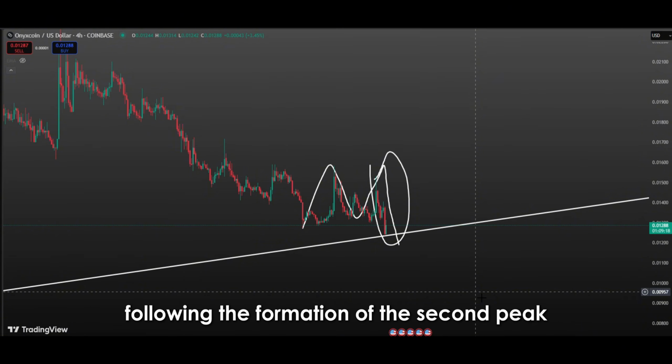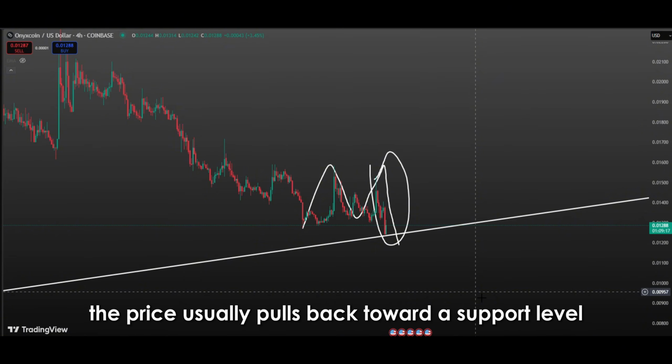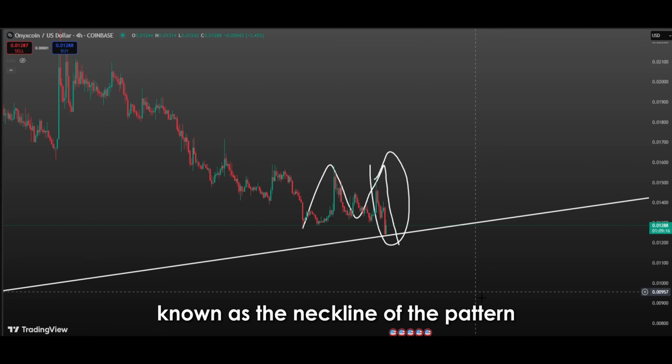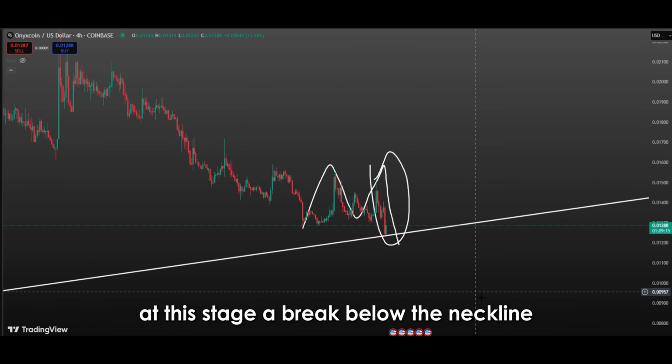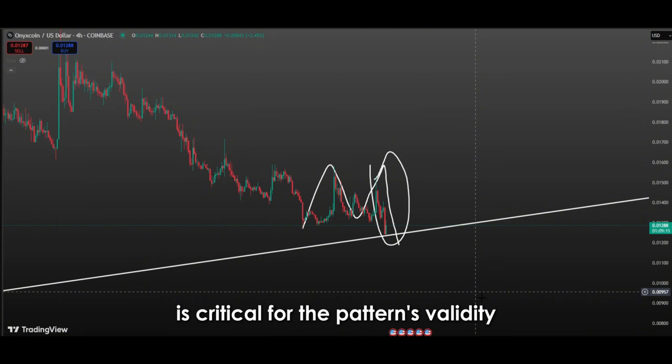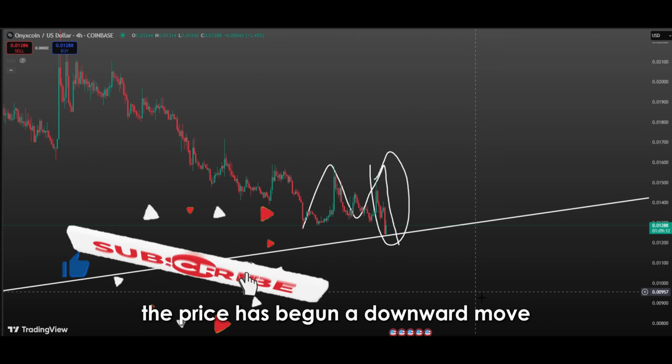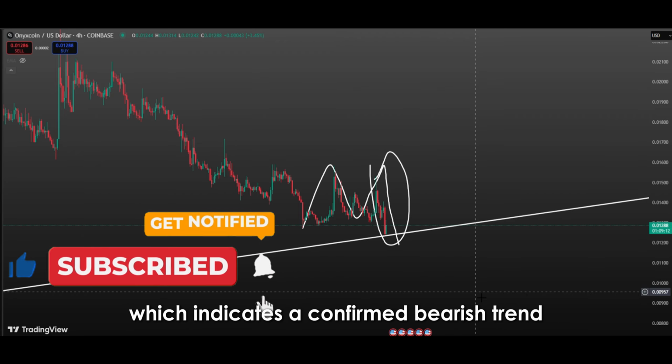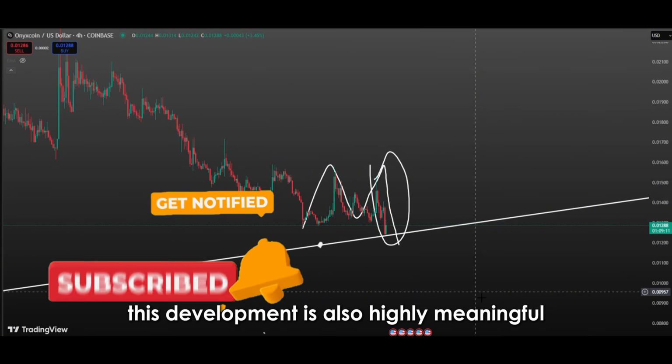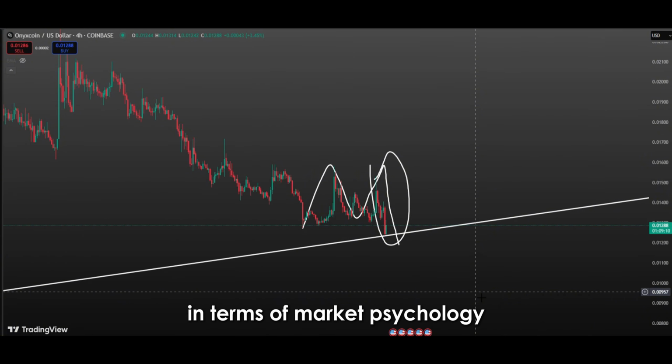Following the formation of the second peak, the price usually pulls back toward a support level known as the neckline of the pattern. At this stage, a break below the neckline is critical for the pattern's validity. In the current situation, after forming the second top, the price has begun a downward move, which indicates a confirmed bearish trend. This development is also highly meaningful in terms of market psychology.